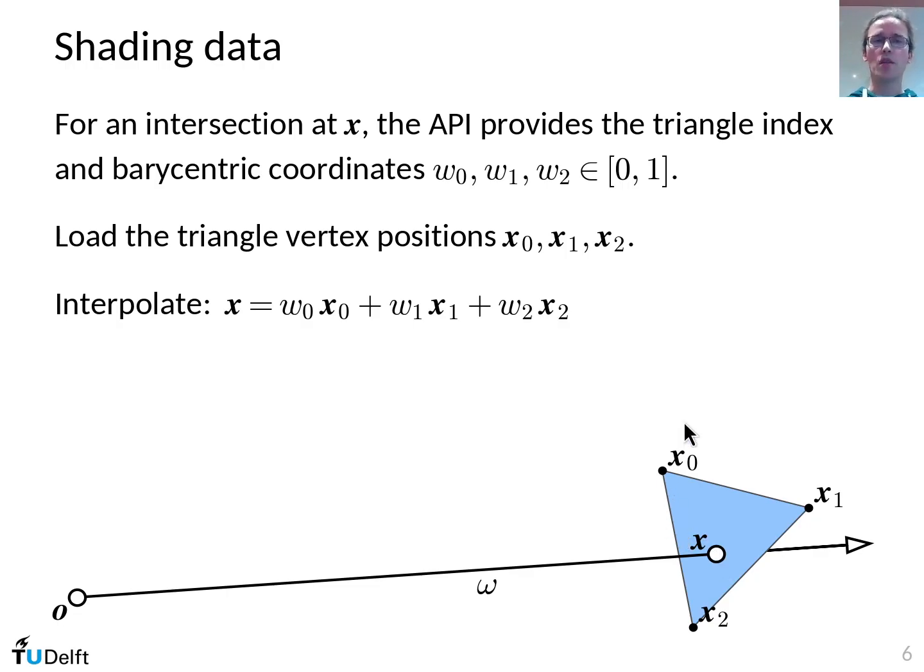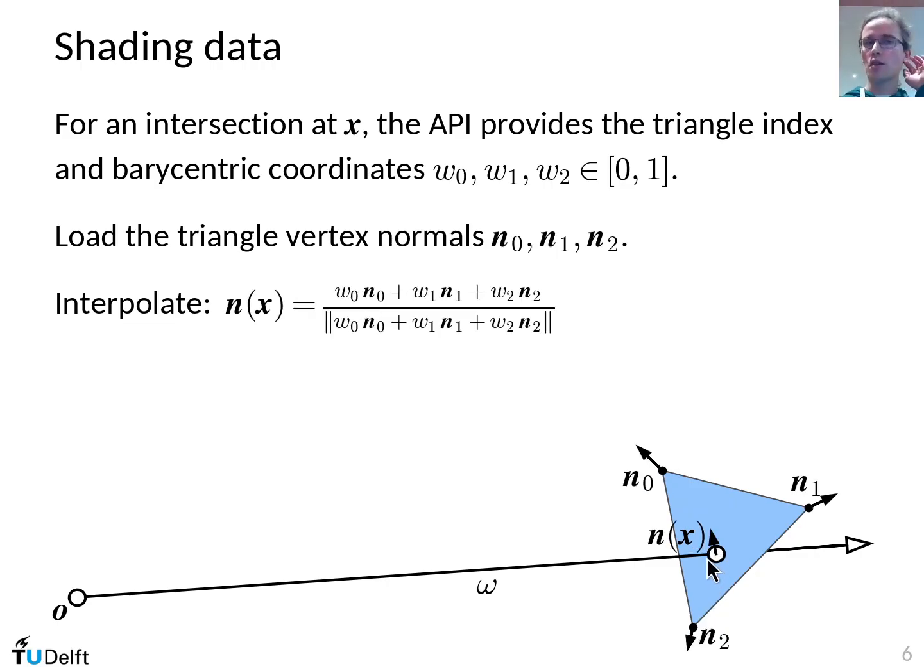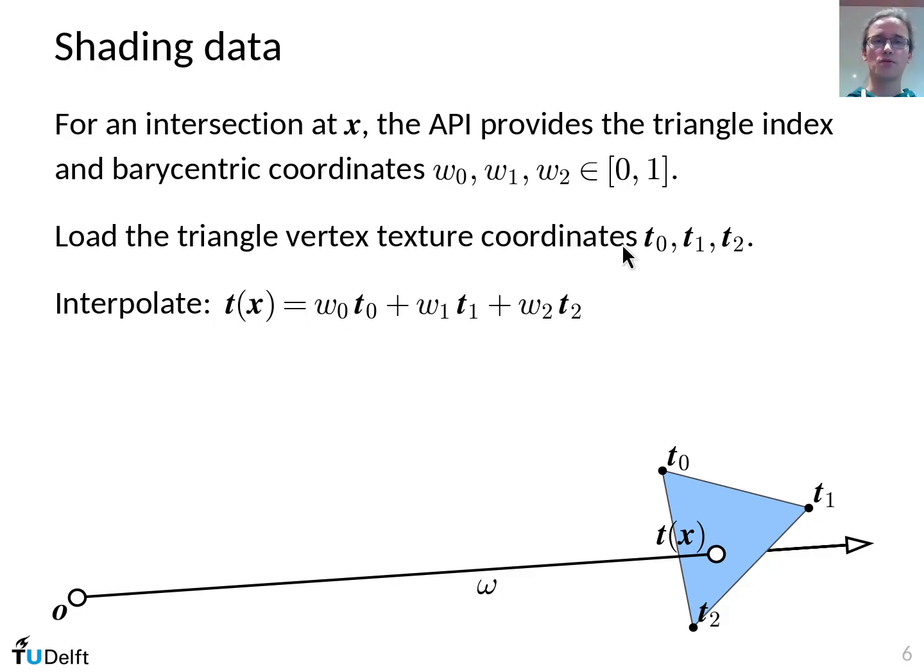Now, the nice thing about these barycentric coordinates is that we can not only use them to determine the position that we hit, but we can also use them to interpolate other vertex attributes across our triangle. For example, if we have the three normal vectors at the vertices, then we can interpolate those. And of course, after interpolating, we should normalize this normal vector. And in this manner, we get the interpolated normal vector at position x, where we hit the triangle. We can also do this for texture coordinates, and thus we get the interpolated texture coordinate at the hit point.